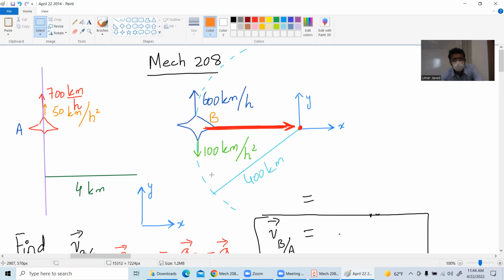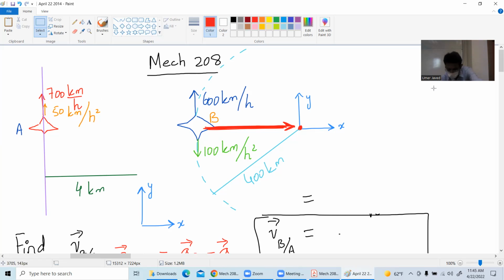Now this fellow is going in a circular path and the radius of curvature is given to us as 400 kilometer. This 4 kilometer, honestly, I am not sure. Probably it's the distance between this fellow and this fellow, but I don't think it really matters. So let's not be worried about this 4 kilometer that is given to us. The question says that you have to find the velocity of this fellow with respect to A. So let's say I am sitting in A and I want to see how I perceive the motion of the aircraft B. So VB with respect to A.